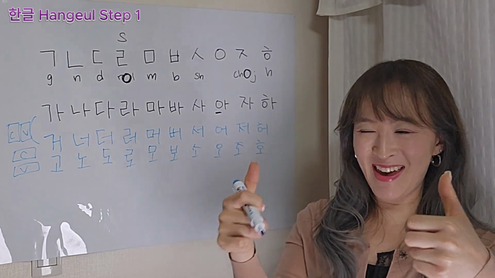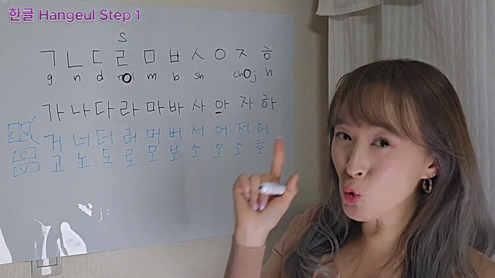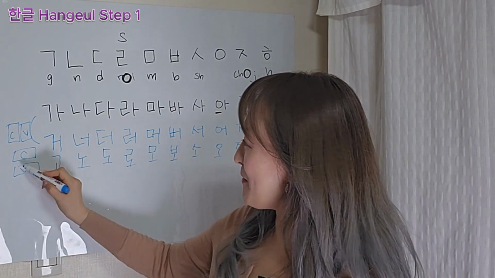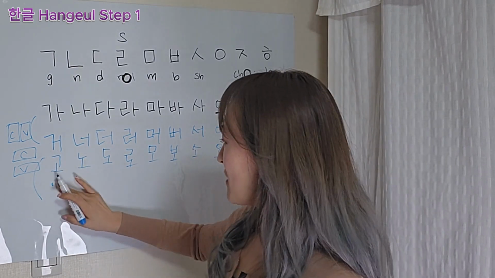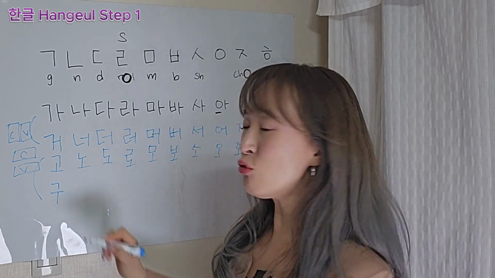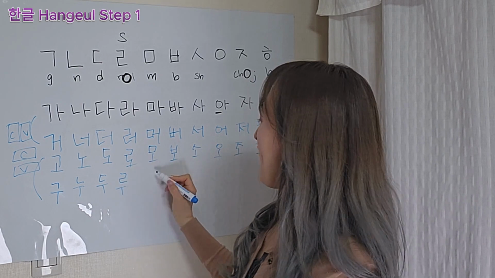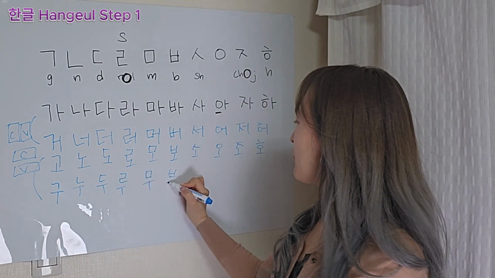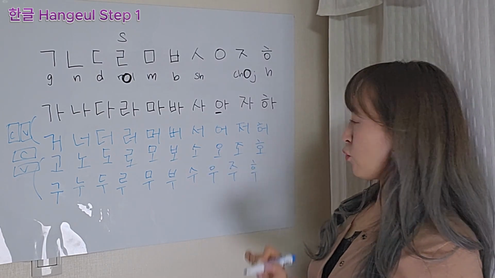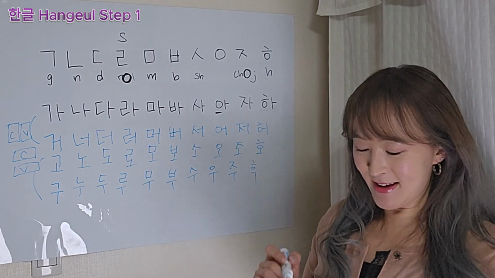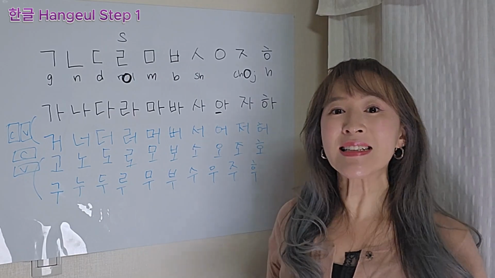Easy, right? Yay, you're on a roll. Now, the other side of O was oo. Also the same format, so the vowel goes at the bottom of the consonant. So, ku, nu, tu, ru, mu, bu, su, u, ju, hu. Yay! And it's exactly the same with U and E. Can you guess where U and E would go?